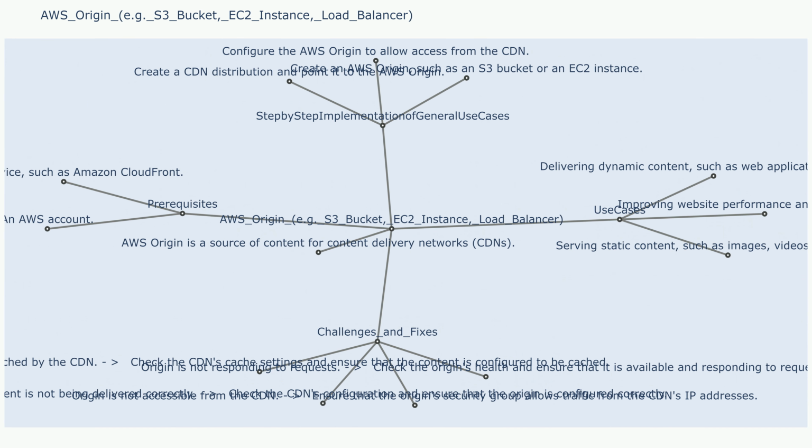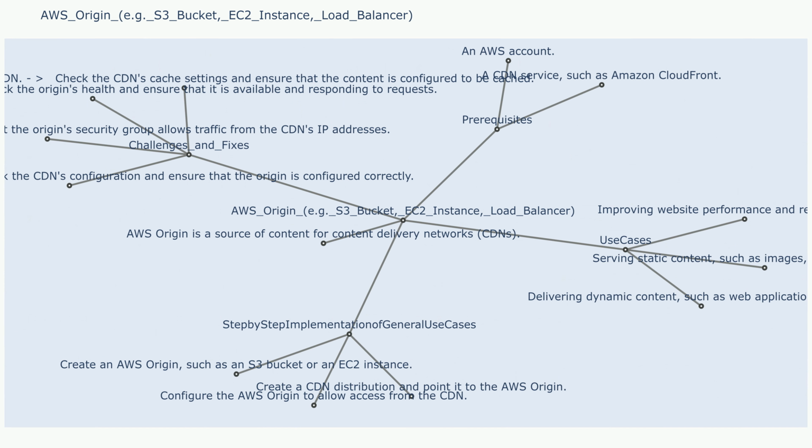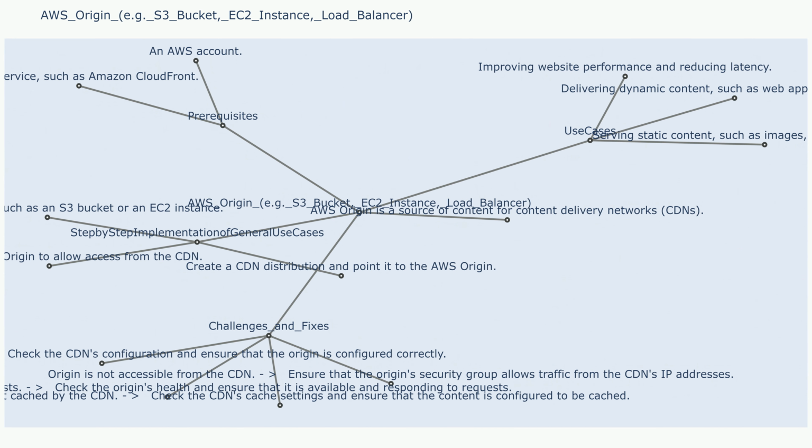your application. Step-by-step implementation of general use cases. Create an AWS origin, such as an S3 Bucket or an EC2 Instance. This will serve as the source of your content.